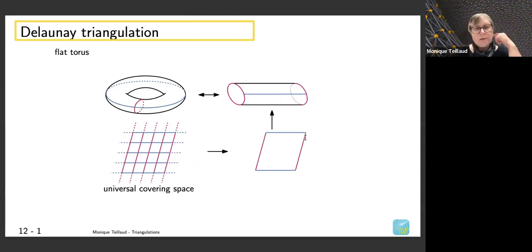With pictures, for the flat torus, the universal covering space is tiled by a small tile that is a parallelogram, generally speaking. So you have infinitely many tiles, and you can see the torus as what you get if you identify opposite sides of the tile.